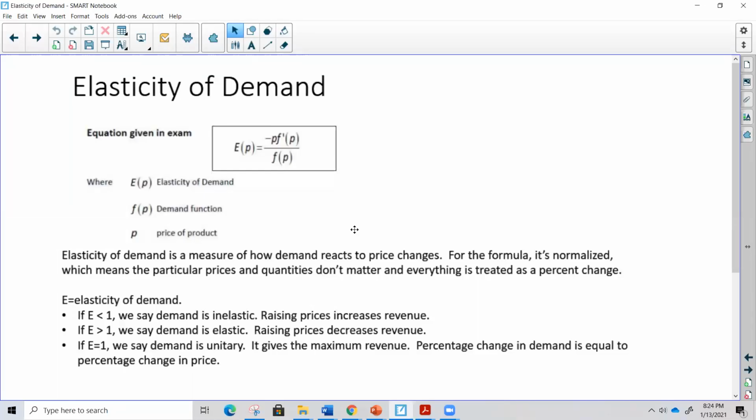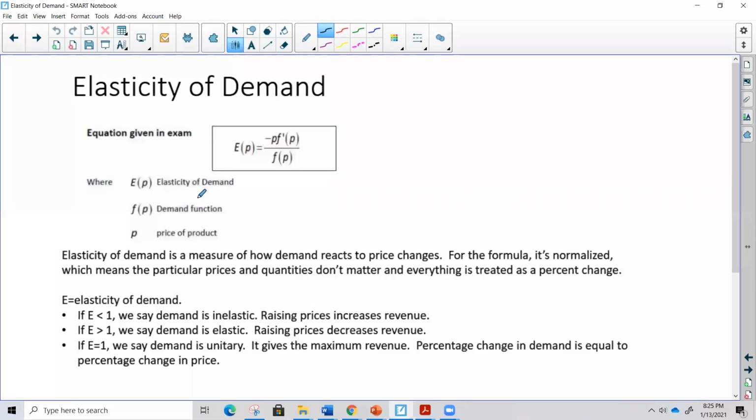In this video, we are going to talk about the elasticity of demand. In the textbook, they give a different formula than this, but this is the formula that you will be given on the exam and that you're expected to use. So E of P stands for the elasticity, and we find it by taking negative P times F prime of P, the derivative at P, divided by F of P.